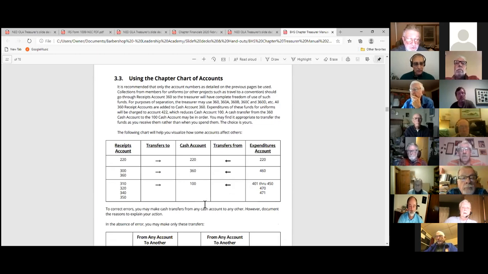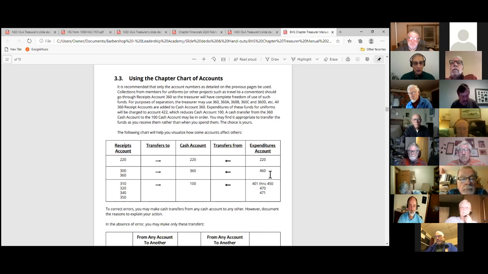See that cash account column in the middle? That's account number 360. Pretend that's a 160. So things that come in from 300 and 360 go into cash account 160, and they come out from 460. I like having the 60 at the end, so it just makes things consistent. Money that comes in from all the other 300 accounts, all the other revenue accounts, goes into the operating account. So 100 is another name for the operating account, and 160 is another name for the social fund.